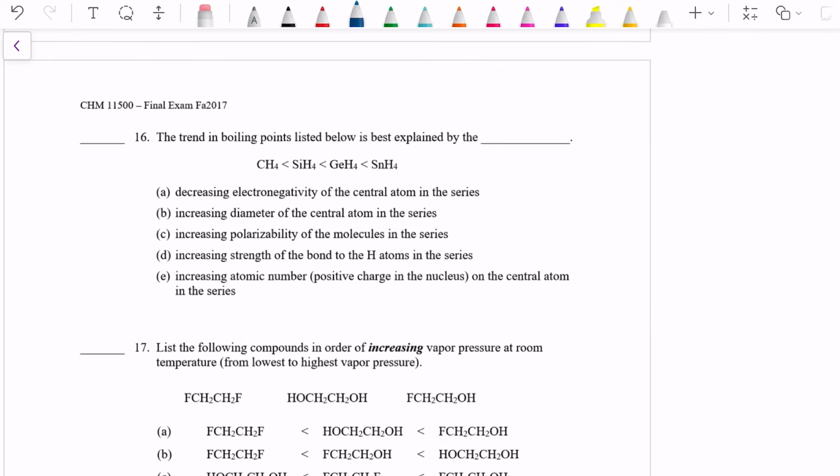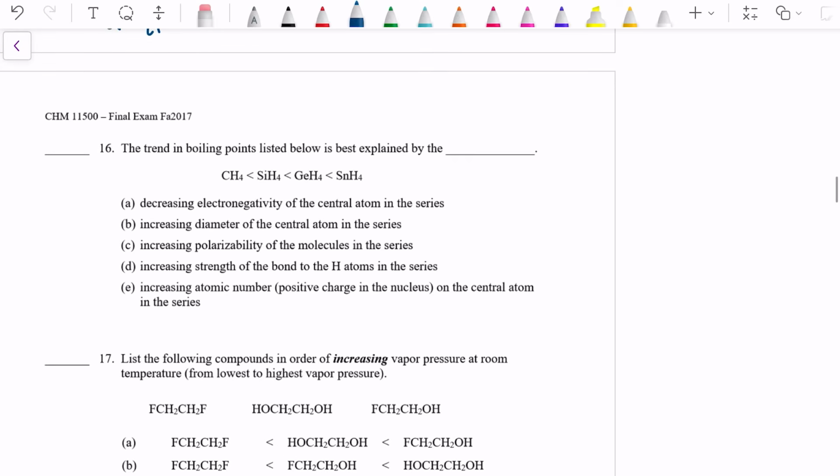16. The trend in boiling point listed below is best explained by... the boiling point is the ability of the liquid to boil off into a vapor. And when things are in the liquid phase, they are held together in large part by intermolecular forces. So we're looking for differences in intermolecular forces. Intermolecular forces increase as you increase electronegativity or types of bonding. So the different types of intermolecular forces are our main options.